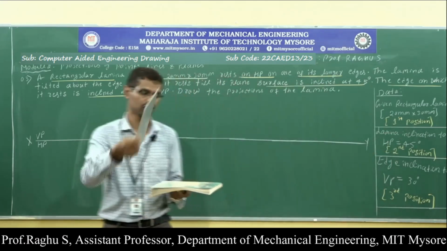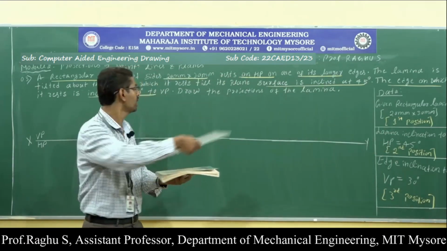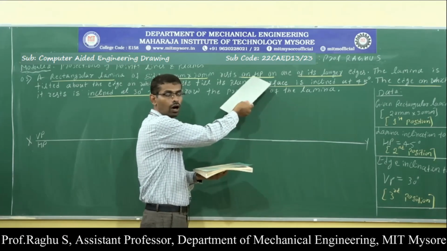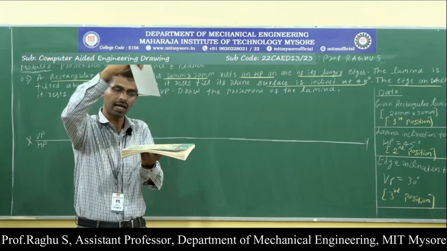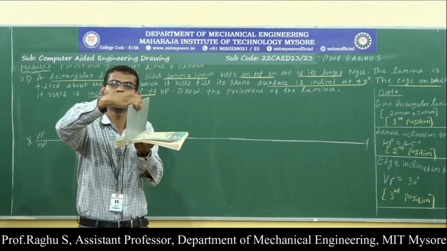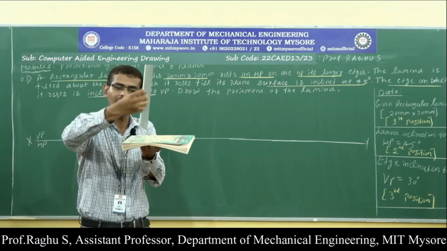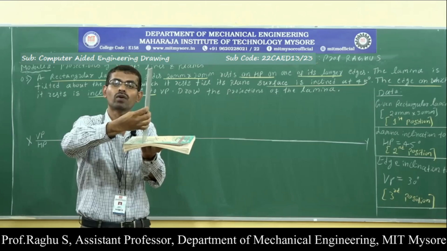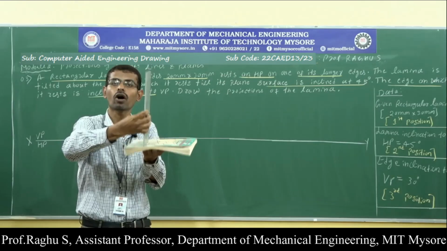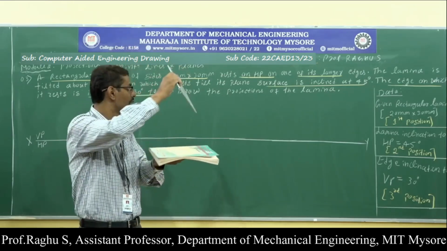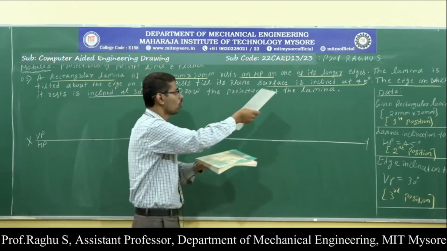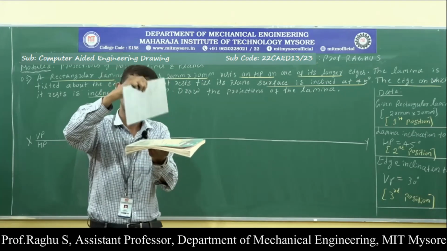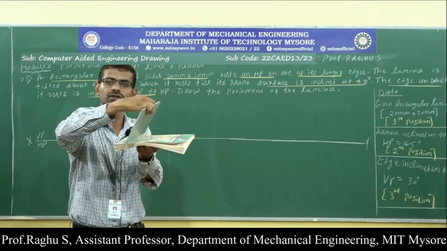Next, check whether the lamina is resting on HP or VP. The lamina is resting on HP, on which edge? This is the horizontal plane. The lamina rests on HP on one of its longer edges. Suppose you place the lamina like this, resting on one of its shorter edges, this is wrong. As per the given data, the lamina rests on HP on one of its longer edges. Therefore you are supposed to place the lamina like this.